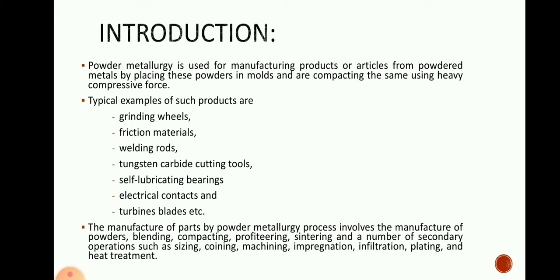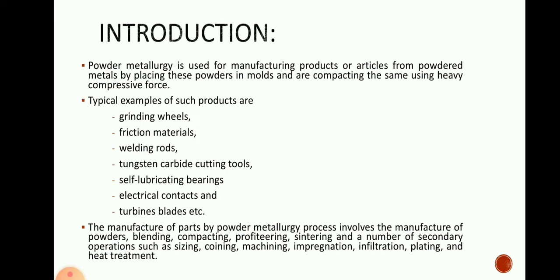So before starting, we will have an introduction to powder metallurgy as well as our application, that is tungsten carbide cutting tools. Let us start. Powder metallurgy is used for manufacturing products or articles from powdered metals by placing these powders in molds and compacting them using heavy compressive force. Typical examples of such products are grinding wheels, friction materials, welding tools, welding rods, tungsten carbide cutting tools, self-lubricating bearings, electrical contacts, and turbine blades.